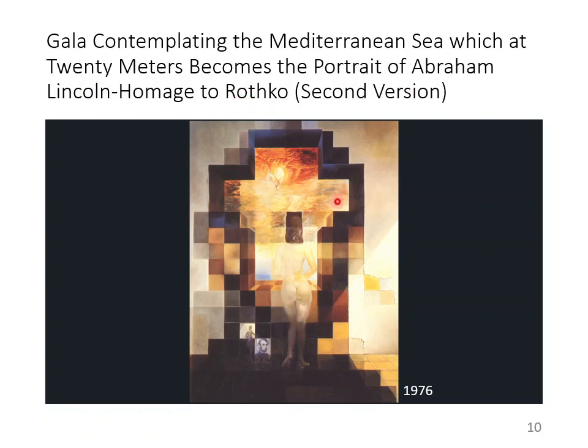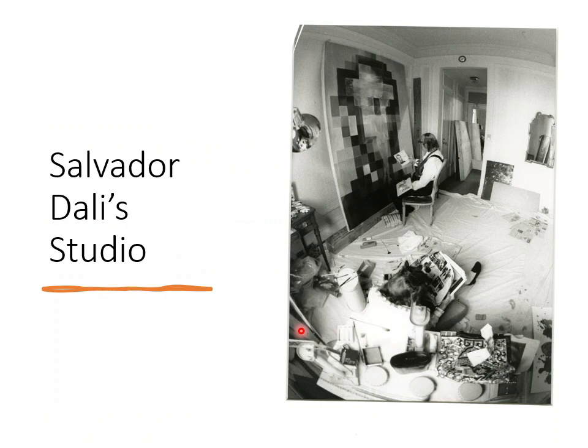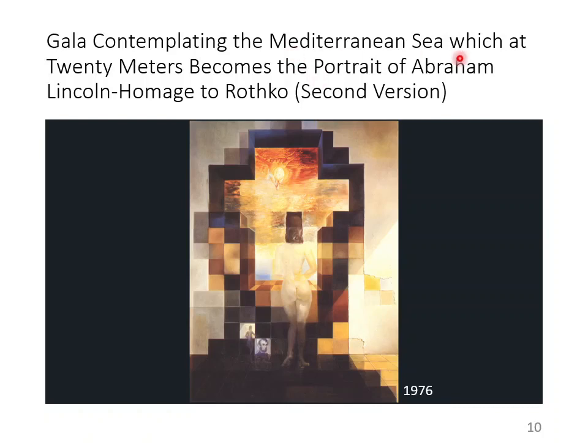So let's take a detail of this painting. This is Gala. She is the wife of Salvador Dali. This is Salvador Dali, and he was painting the plant. And the Mediterranean Sea. Where is the Mediterranean Sea? Here. This is the sea, and this is the window. At the first look, it is a plant, window, woman, and sea. But if you go far away, 20 meters later, it will become the portrait of Abraham Lincoln.